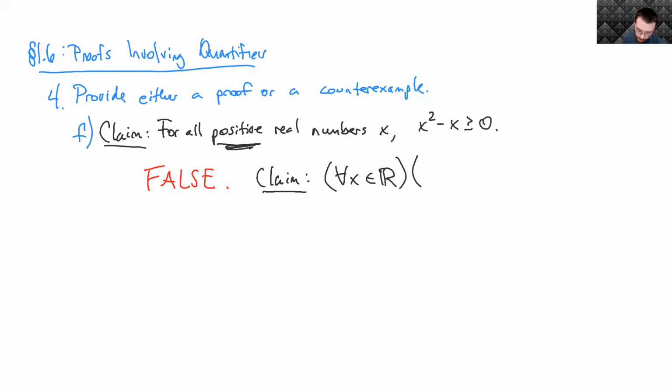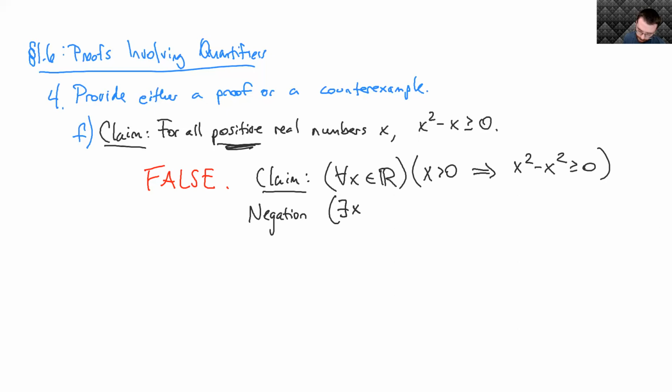So I could say x greater than 0 implies the result. There are other ways you could write this, but that works. This is sort of like saying for all x that are positive, the result holds. This is sort of a restriction on the universe we're working in. Okay, the negation then looks like this.